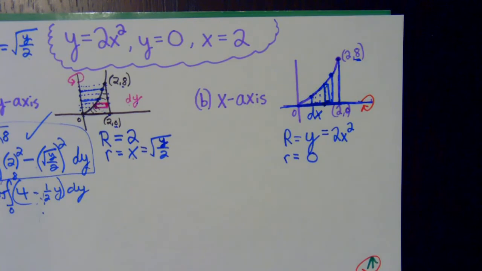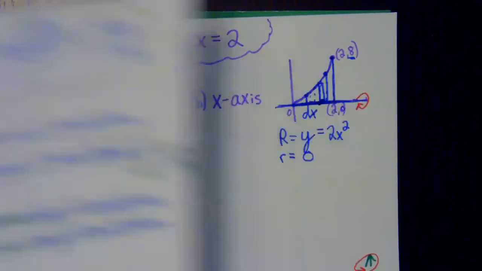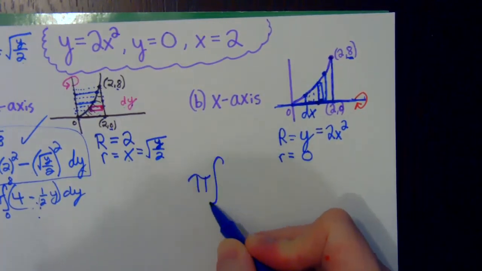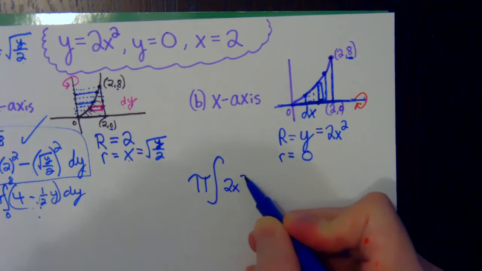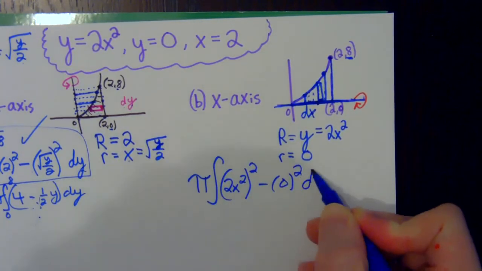So now I found my capital R and my little r. Now we're just going to go to this formula and set this thing up. The disk method has a pi out in front. And then we're going to have capital R squared minus the little r squared. This is a dx problem.